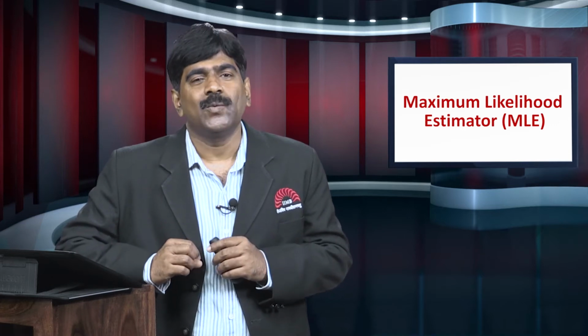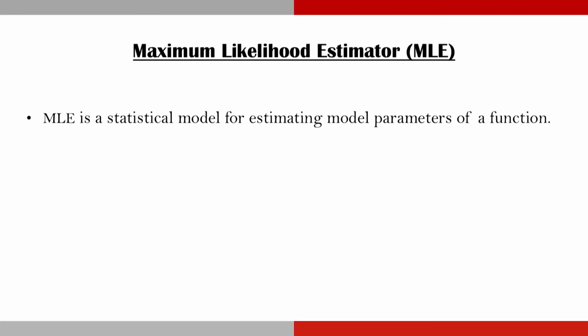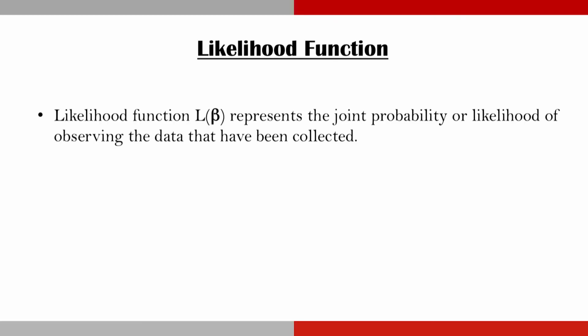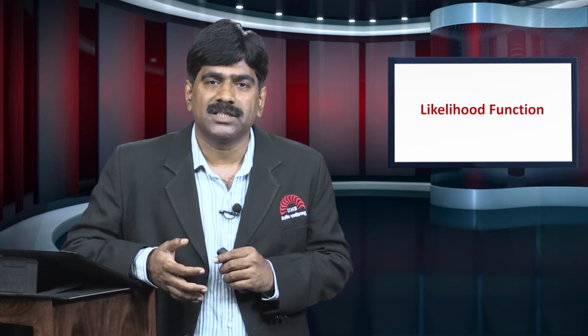Let us try to understand what is MLE or maximum likelihood estimator. It is simply a statistical procedure for estimating model parameters given a data. So, basically when we have a data set, MLE chooses the values of model parameters that make the data more likely. So, that is the logic used for estimating the parameters. What we have is a likelihood function, which is nothing but a joint probability function, and the MLE procedure chooses the estimator, which are the set of unknown parameters beta. In case of logistic regression, that is the regression parameters beta naught, beta 1 and so on, that maximizes the likelihood function L of beta.